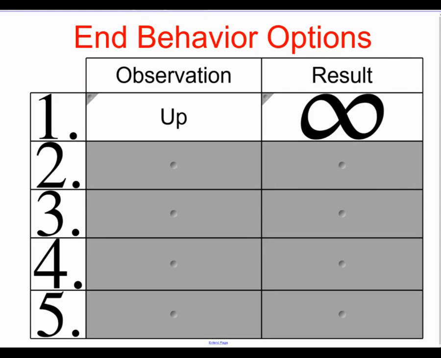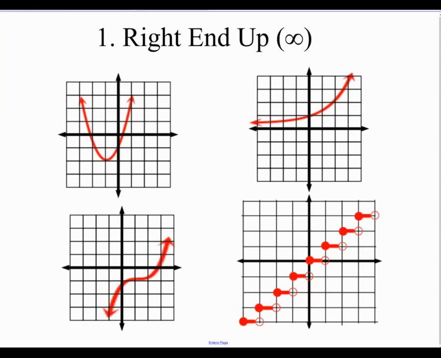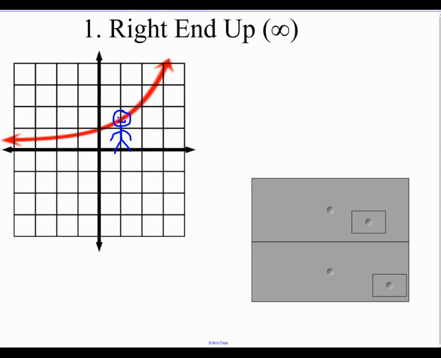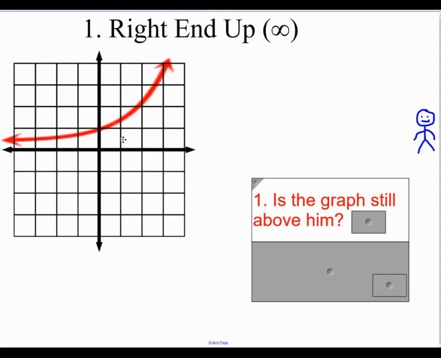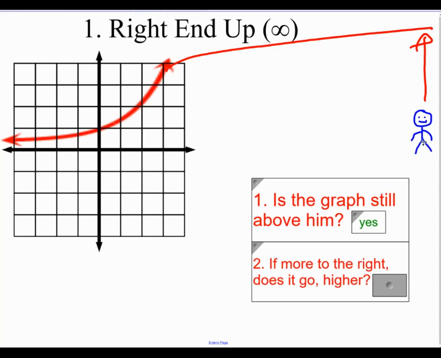Well, let's deal with these concepts one at a time. We can't do 5 things at a time. Here are some graphs that have a right end that's going up, and their end behavior is infinity. Even this one, the crazy integer function. That's pretty easy, but let's investigate anyway. Let's take our imagination as far to the right as we can possibly imagine and ask 2 questions. Number 1, is the graph still above him? Yes, it is going to come over here. Maybe not like that, but it is going to be above him. And number 2, if we were to go more to the right, more to the right, more to the right, would it be even higher? The answer is yes. And the end behavior of this graph is infinity.